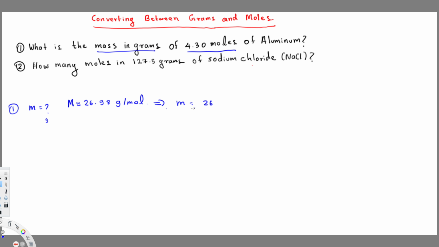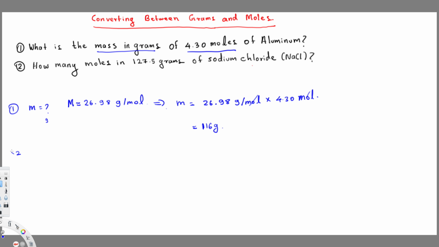So 26.98 gram per mole multiplied by 4.30 mole, and mole cancels, and if you calculate this value, it comes out to be 116 gram, and that's the answer for the first question.